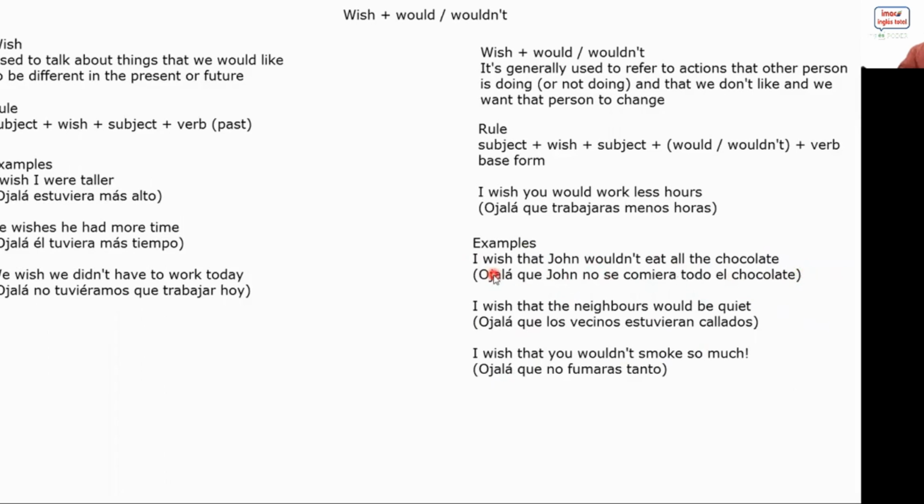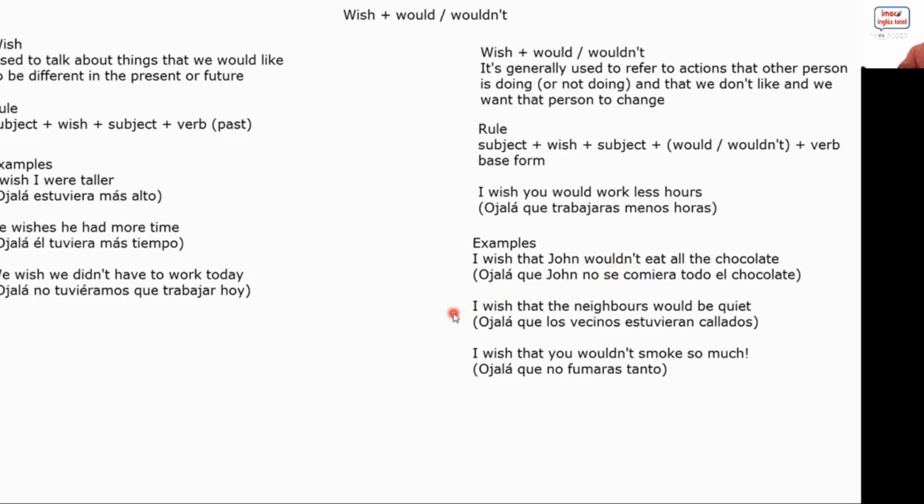John se come siempre todo el chocolate. No me gusta que John haga eso. Quiero que John cambie este comportamiento. Por lo tanto, voy a utilizar el verbo wish más el auxiliar would. Esto es algo que John está haciendo y no me gusta. Y además quiero que lo cambie.